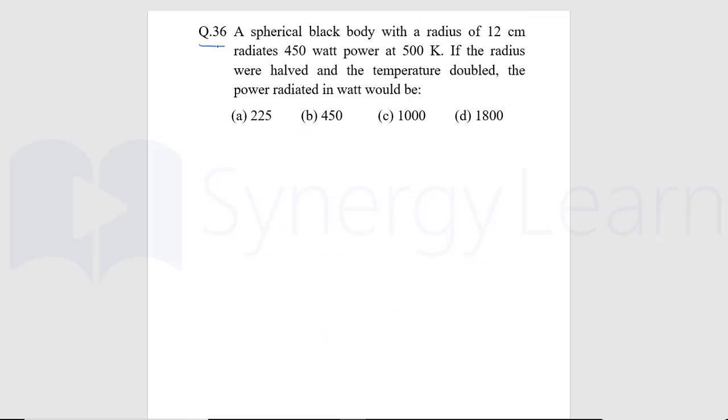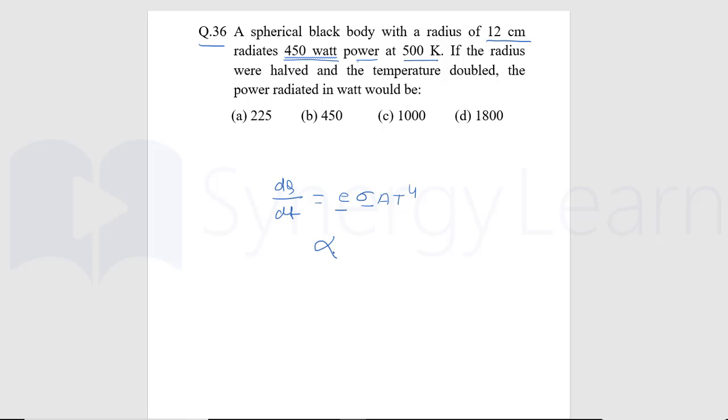In question number 36, it says a spherical black body with a radius of 12 cm radiates 450 watt power at this temperature. So here we are using Stefan's law, which is E sigma area and temperature power 4. If the radius were halved and temperature doubled, the power radiated will be. So E and sigma will remain the same. Although E for the black body is 1, it will remain always 1.